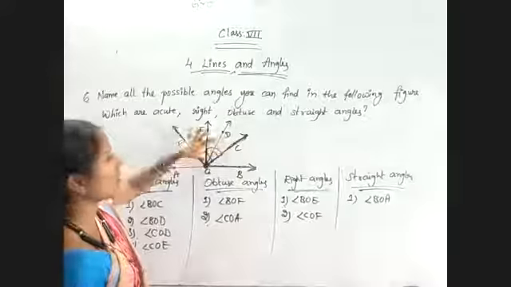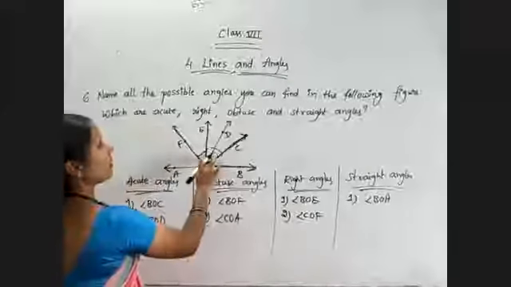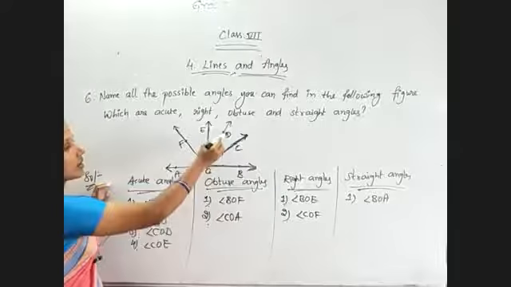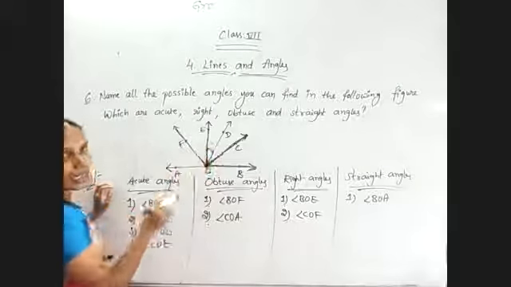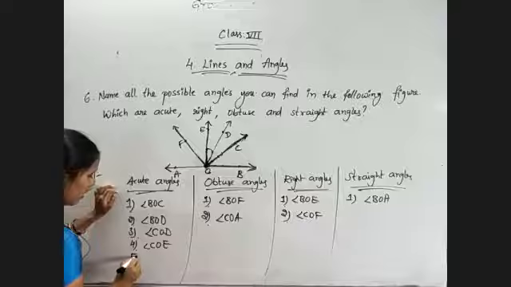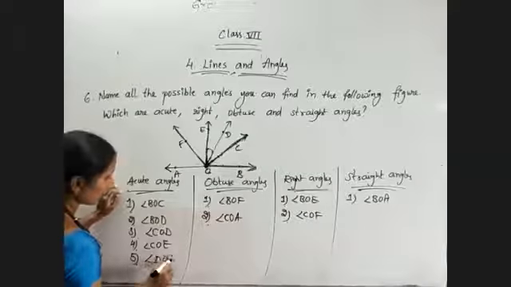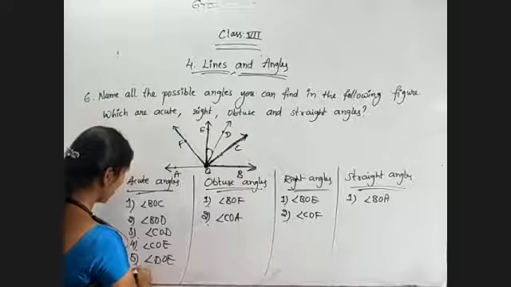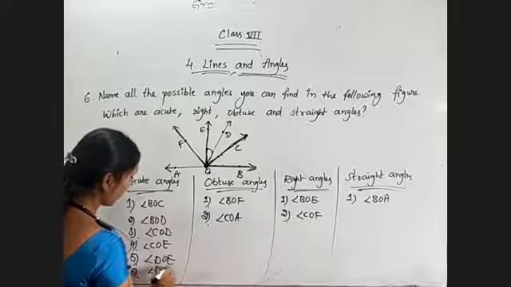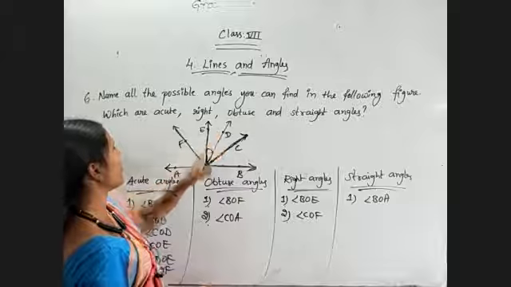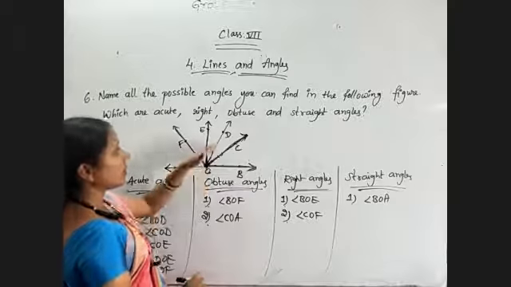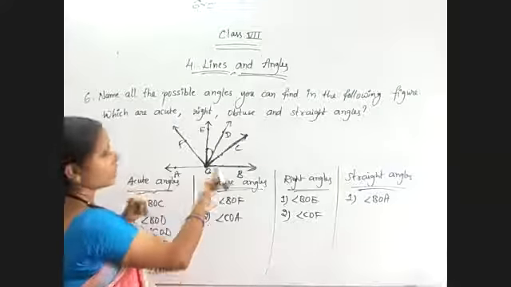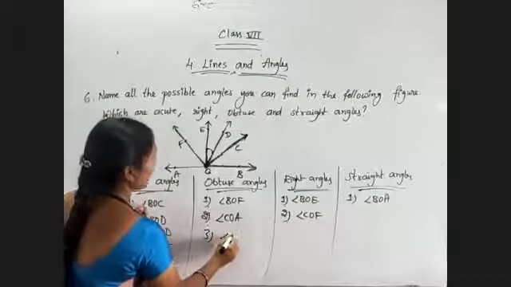OC ray finished. Now take the base as OD. DOE is acute angle, yes or no? So fifth one, angle DOE. And next, DOF is also acute angle only, lesser than 90 degrees. DOF. Next coming to DOA, more than 90 degrees. Observe it, more than 90. So it is obtuse angle, angle DOA.